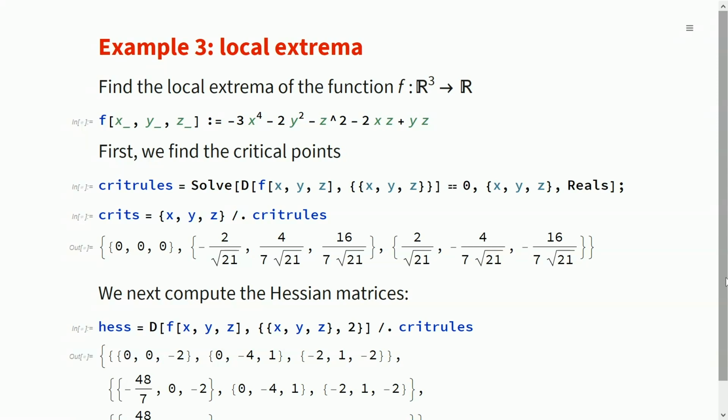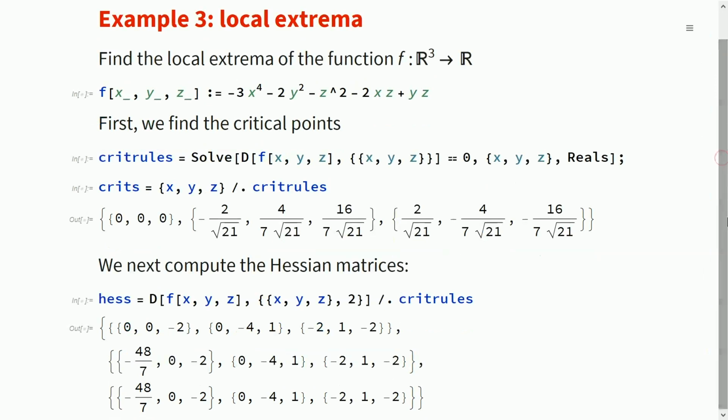We remark that during exams at our university, the students are not allowed to use Mathematica. So learning the algorithm in this way will help them solve a similar problem by hand. First, we find the critical points. We next compute the Hessian matrices.